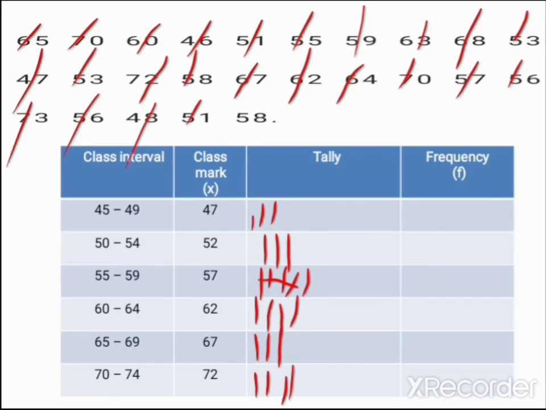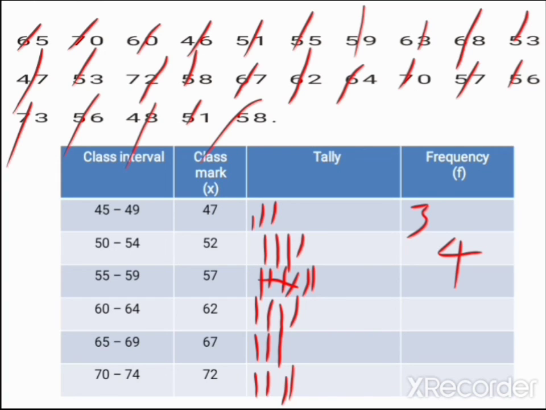Then 51 falls into the second class. Then 58 falls into the third class. So we have obtained the tally. Now we convert it to frequency in terms of digits. The first class has 3 items. The second class has 4 items. We are counting from the tallies now.